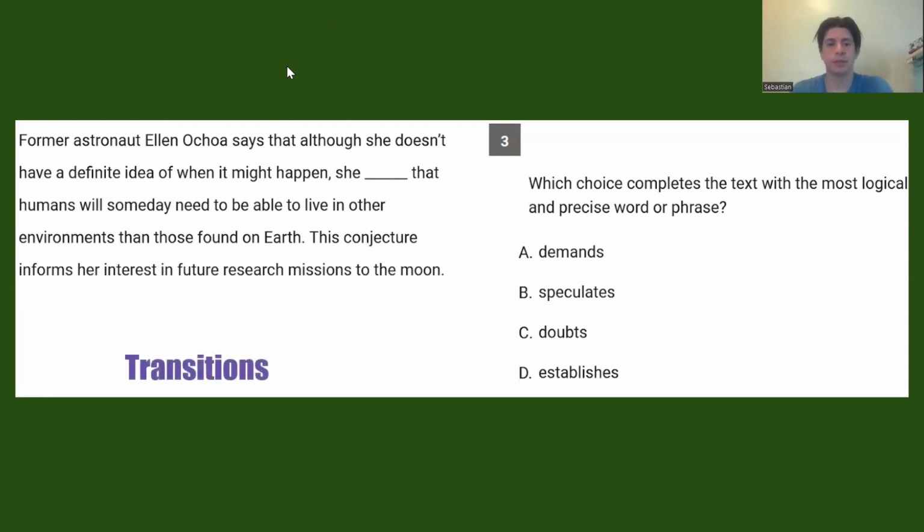All right, so I want you to focus here on the transitions, right? It says that although she doesn't have a definite idea of what might happen, she blank that humans will one day live on the moon, right? So although, and then she has interest in future research missions. So if she has interest in future research missions, I wouldn't think she doubts that humans will someday need to live on the moon, right?